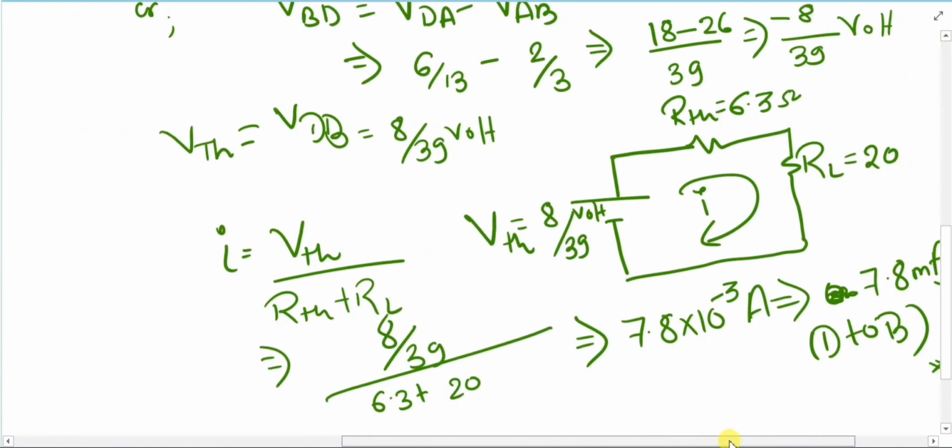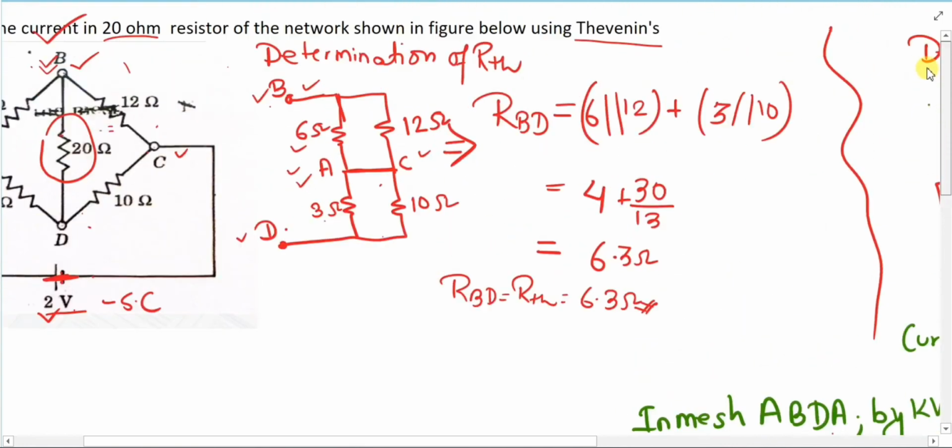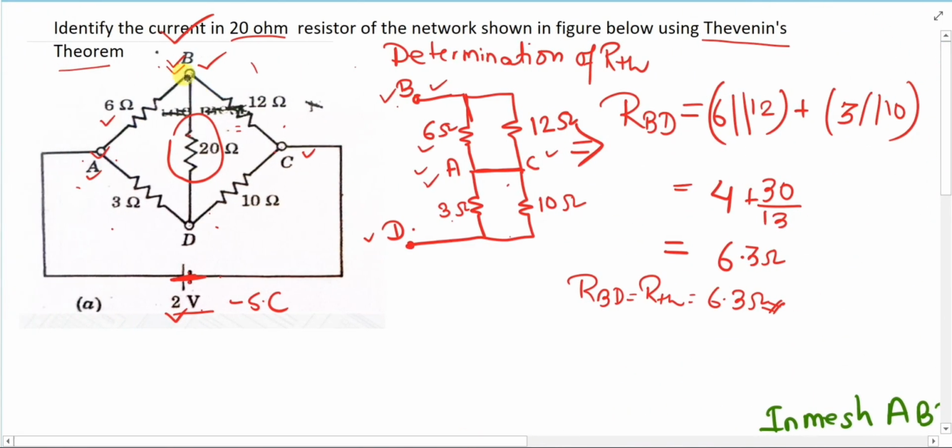Now let's summarize the question. Let's go back to the initial point from where we had initiated. We were asked to identify the current through the 20 ohm resistor. In order to do that, our first task was to determine RTH. To determine RTH, all you have to do is short circuit the voltage source, open circuit the current source, and then remove the load resistor. For now, our 20 ohm was the load resistor.